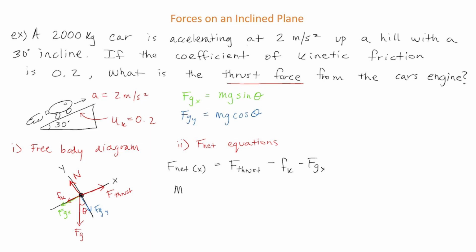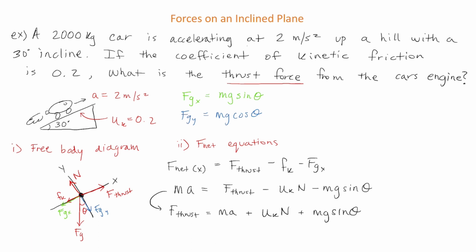We also know that the car is accelerating, so F net x can be replaced with ma, and we can also replace the kinetic friction with mu kn, and we can replace Fgx with mg sine theta. And now I will just rearrange this equation to isolate for the thrust force, because that's what we're solving for.